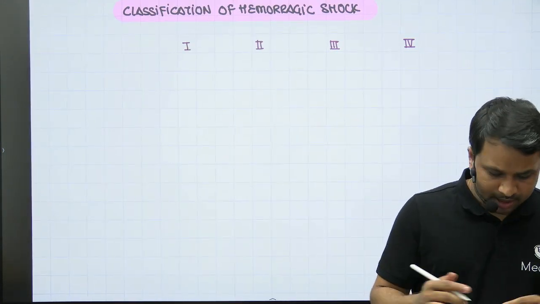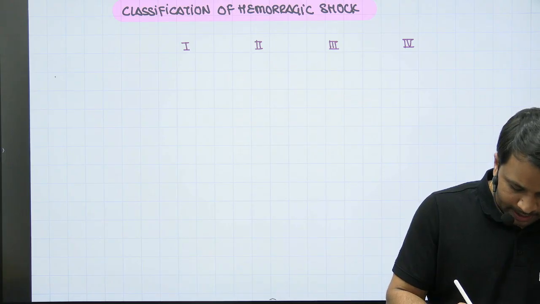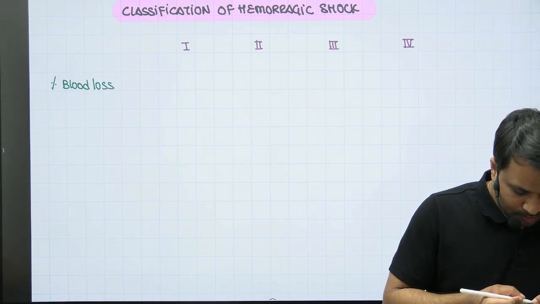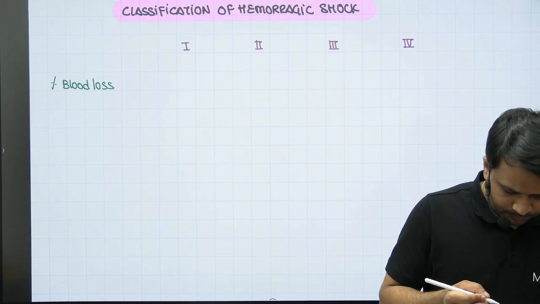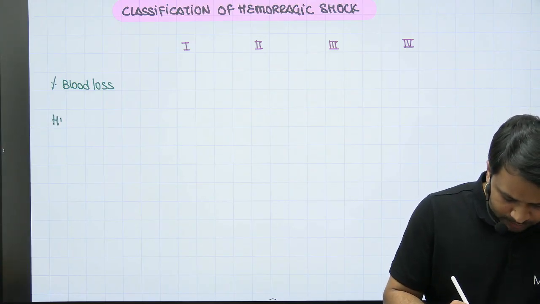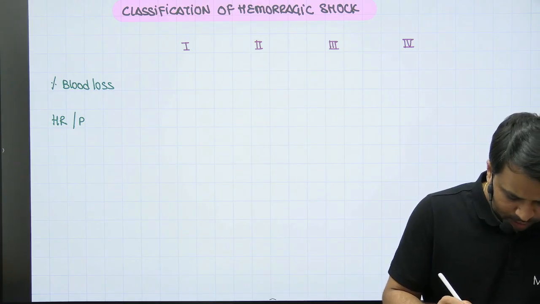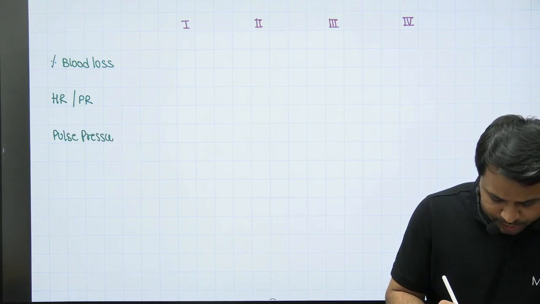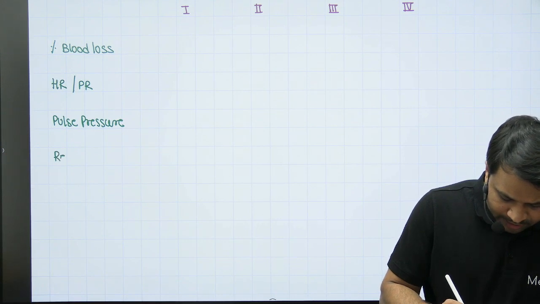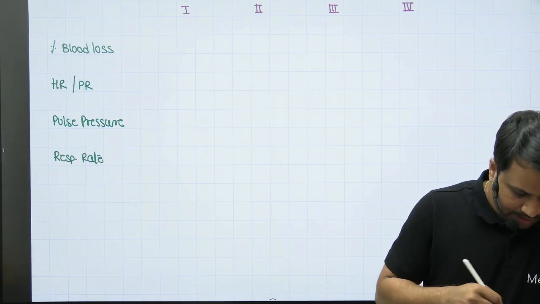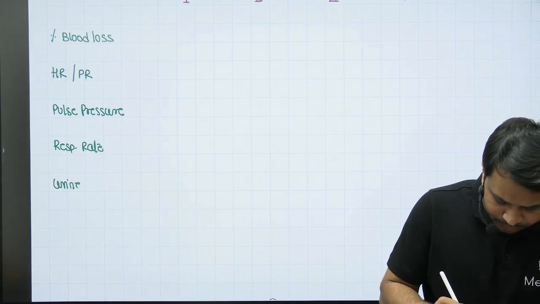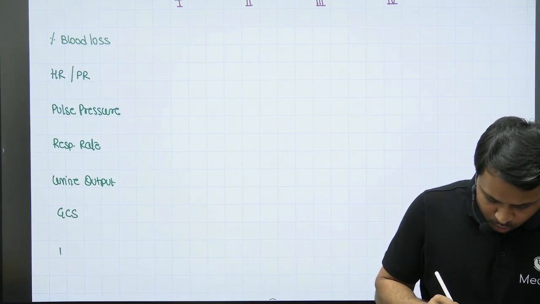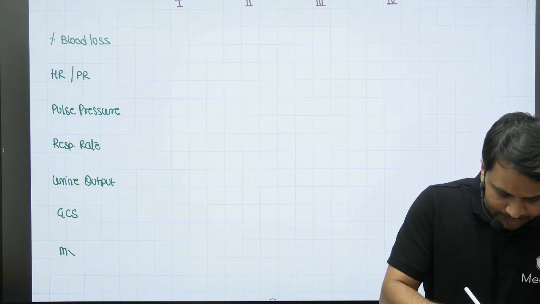Now all the shocks are categorized on the basis of, number 1, the percentage of blood loss. Next, the heart rate or the pulse rate that you're going to look at. Then we have something called the pulse pressure. Pulse pressure is the difference between the systolic and the diastolic blood pressure. Then you have the respiratory rate, urine output, the Glasgow Coma Scale, that is your GCS, and how would you like to manage? Management of each particular class.